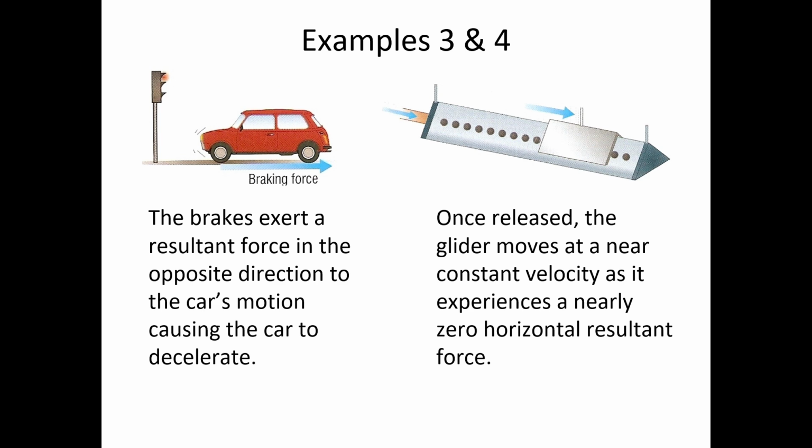Then you've got a linear air track there, and once released, the glider moves at near constant velocity as it experiences nearly zero horizontal resultant force. It's not perfect. I mean, the glider will eventually slow down, okay? But it's a pretty good example. The only other time you might see that in your life is when you go to a fun fair or somewhere that's got an air hockey table, because the friction's pretty low with an air hockey table as well.